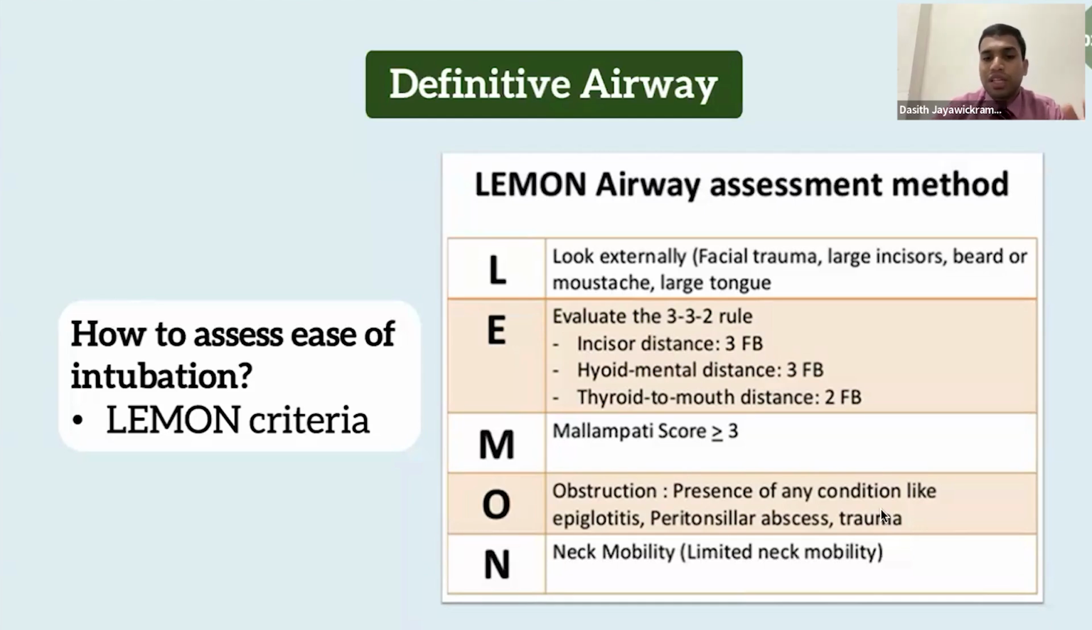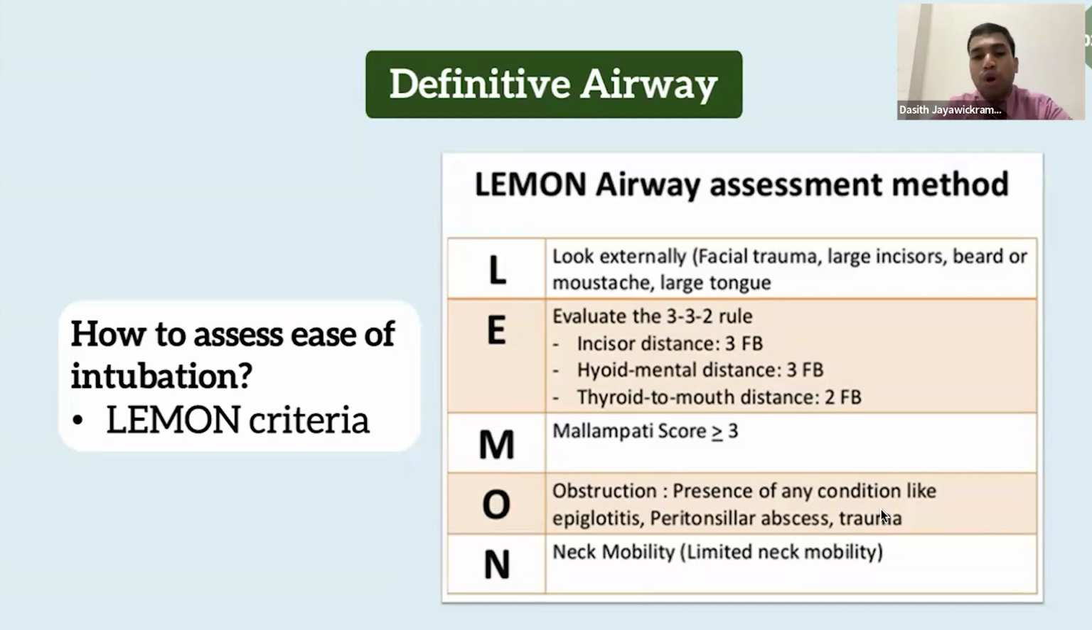And E is evaluate the 3-3-2 rule. That means the distance between the two incisors, if it's more than 3 finger breadths, that means it is good. If it is less than 3 finger breadths, then yes, there will be difficulty in intubation. And the distance between the hyoid and the mentum, the mentum is the tip of the jaw, and the hyoid is at the base, at the floor of the mouth. The distance from the mentum to the hyoid bone, if it is less than 3 finger breadths, yes, there could be a difficulty in intubation.